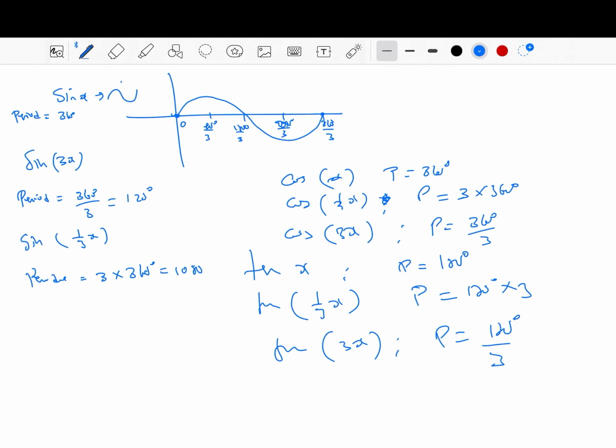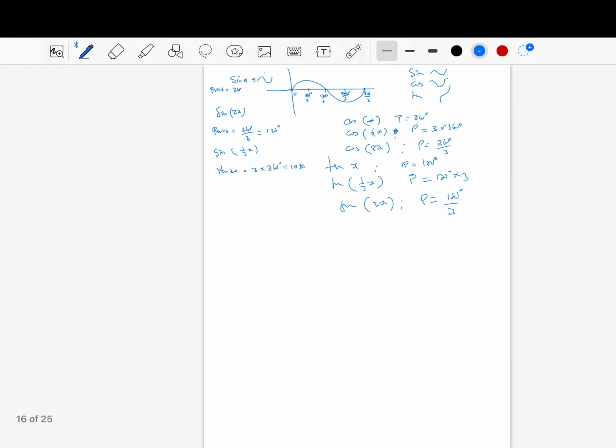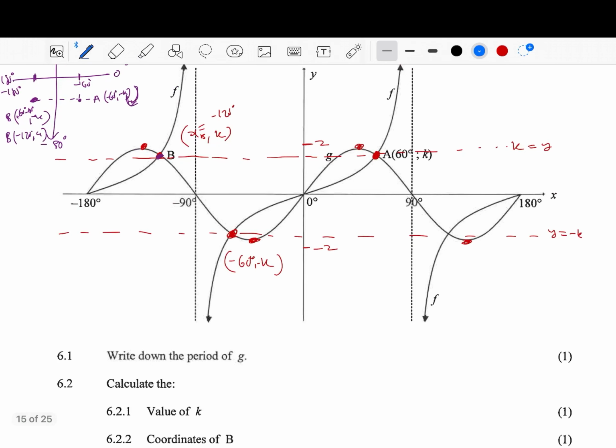So period means how long it takes to fully show the shape of that wave. If you're talking about sine, the shape is this. If you talk about cos, this is the shape. If you talk about tan, this is the shape. How long does it take to fully show that shape? That's basically what the period is. You don't even have to see it in the picture, you can just calculate it this way. You're always going to get it right if you calculate it. Alright, so now let's go back to the question. Write down the period of G.